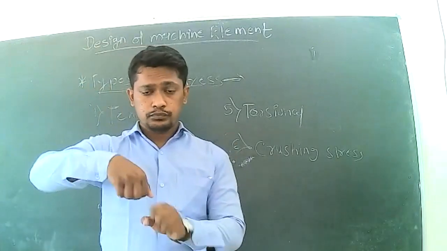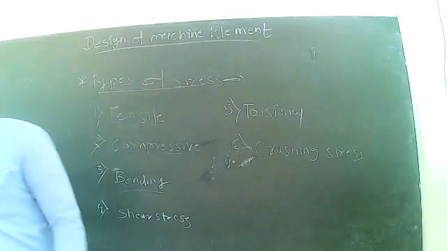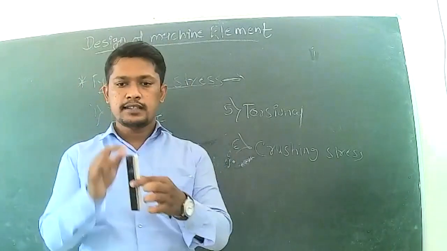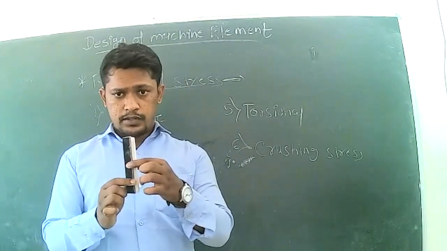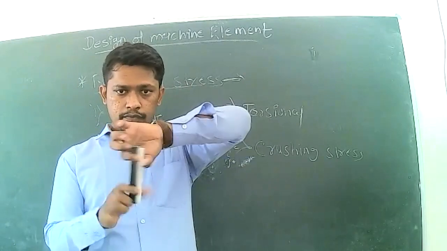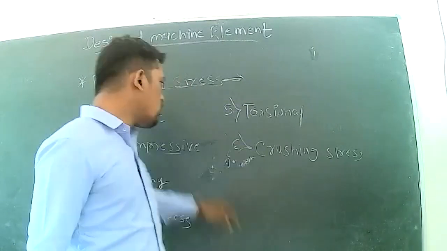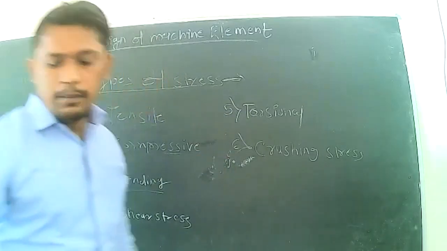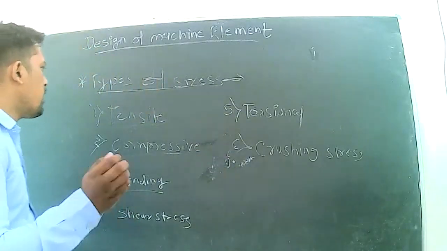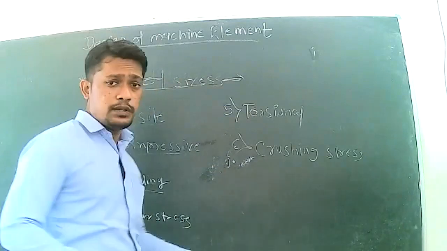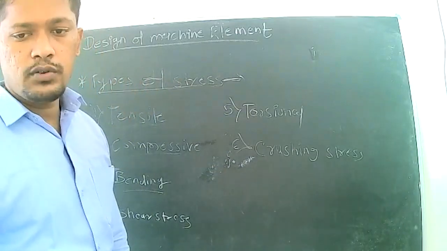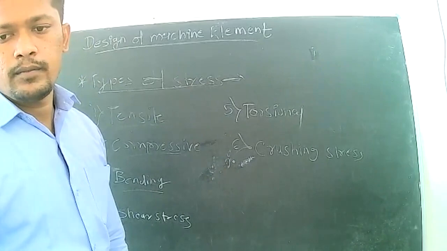Torsion stress: this is the axis of this duster. If we rotate it from this side and this side, the torsion stress occurs. In the next lecture, we are going to see in detail what the types of this stress are and what the use of this stress is.